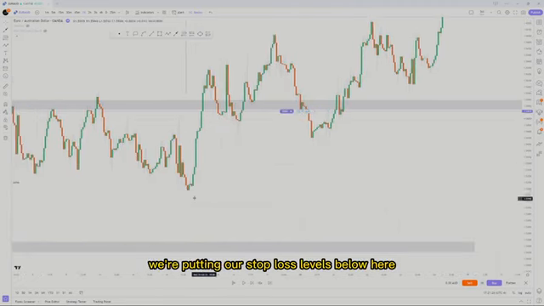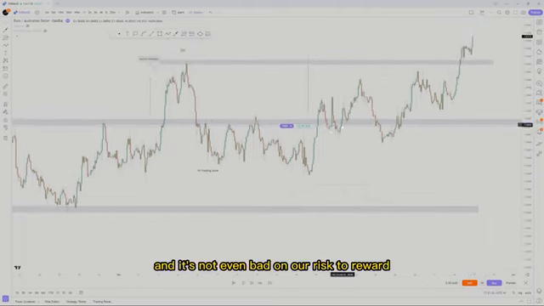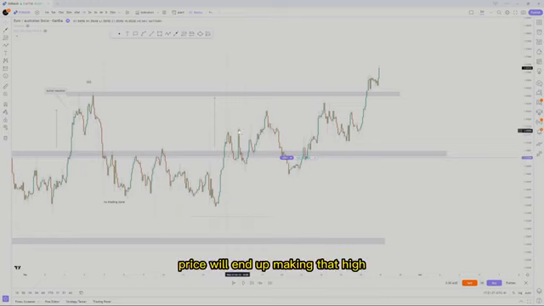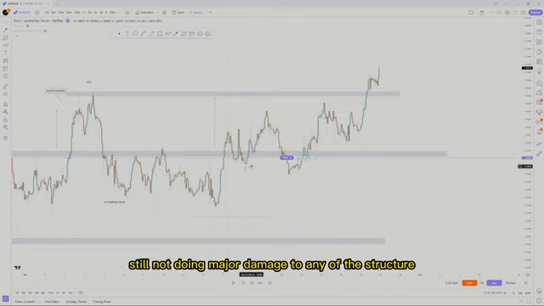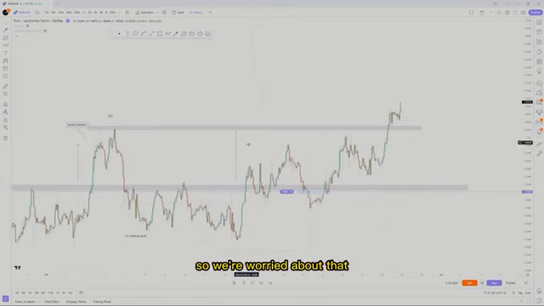But for us, we're putting our stop loss levels below here because we like to give our trade room, and it's not even bad on our risk to reward. So with that being said, price will end up making that high, trying to take everybody out, still not doing major damage to any of the structure. We still have a new high in the market, so we're worried about that more than we are selling off.